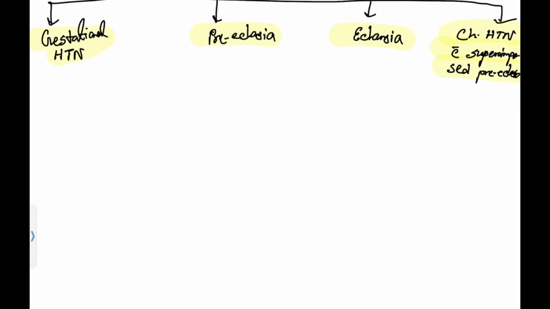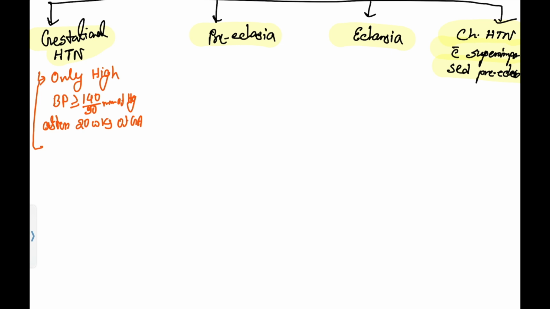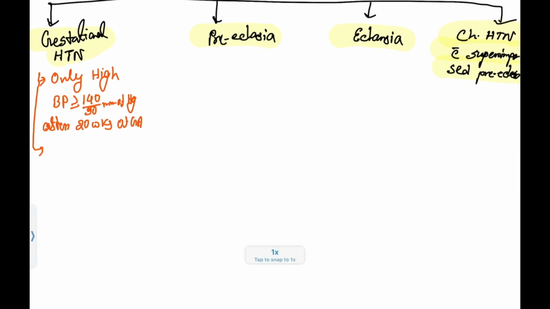What is gestational hypertension? Remember, here only the mother will have high BP. Other than that, nothing else. So only high BP, more than or equal to 140/90 mm of Hg after 20 weeks of gestational age. Will there be anything else? No, nothing else. No proteinuria. No organ damage. No end organ damage.